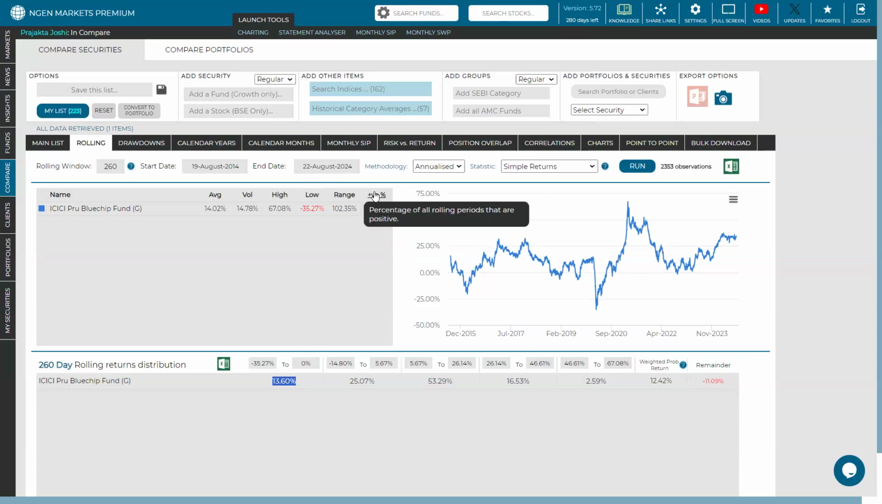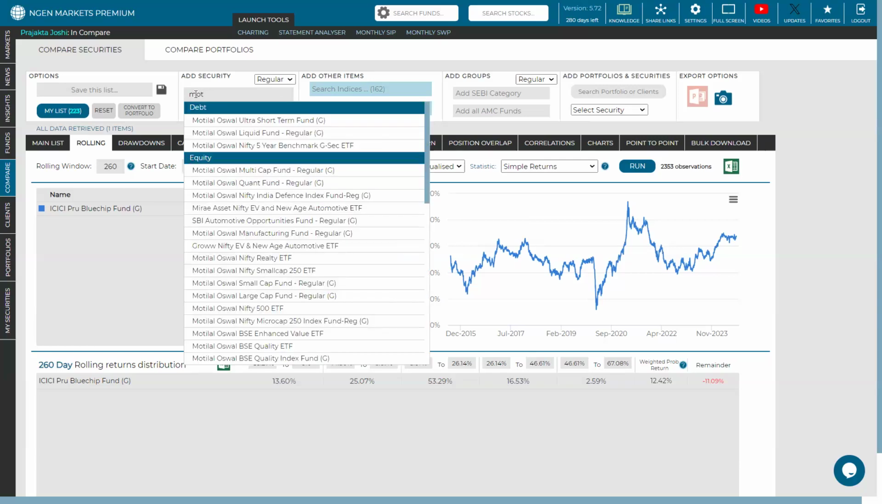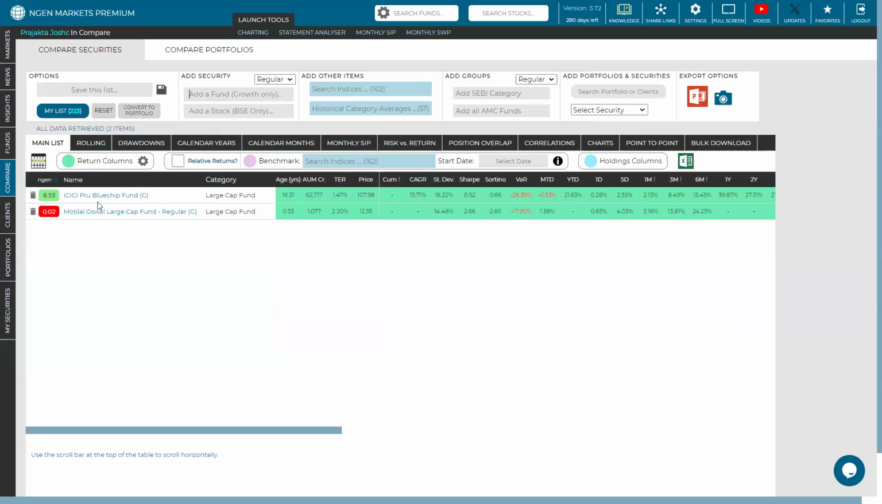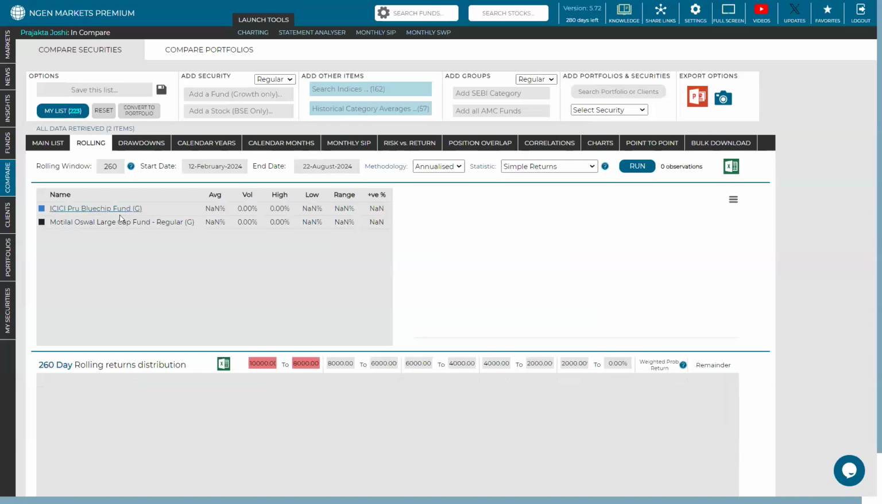Now, let's move forward and understand methodology under consideration. To do that, we will add in a younger fund, or for that matter, a new fund in this list, so that we can understand this in a little better manner. So for that, I'll simply go here at the top. Let's add in a very recently launched fund, so let's say a Motilal Oswal large cap fund. Click on this, this gets added as a line item in the main list. And then the moment you click on rolling, you will see this added here.